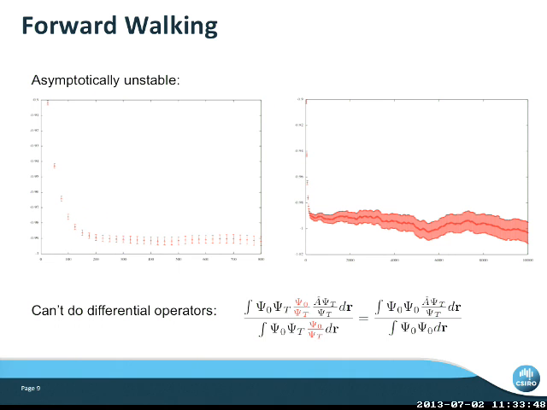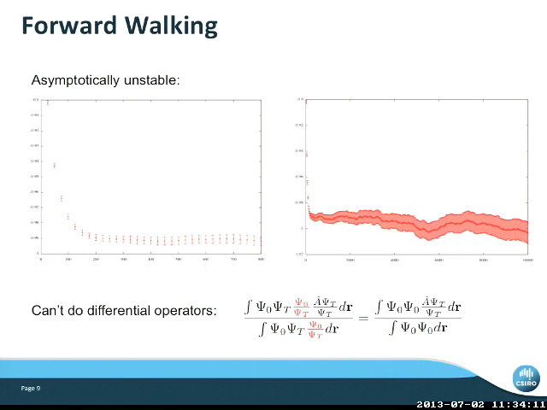So the other failing of forward walking is that you can't do differential operators. So if I have some differential operator that has to act on a state, then even if I manage to correct the distribution properly, all I'm going to get is the localized projected operator over the exact distribution. So that's still a problem.